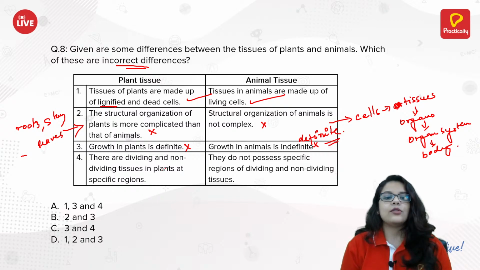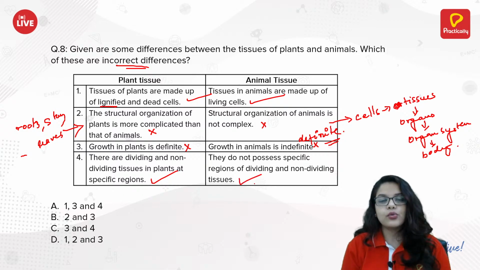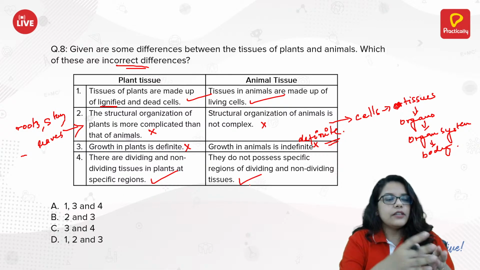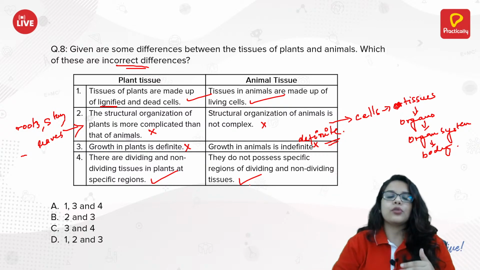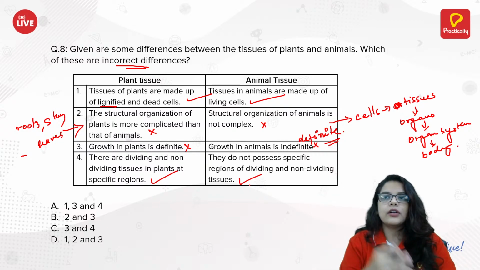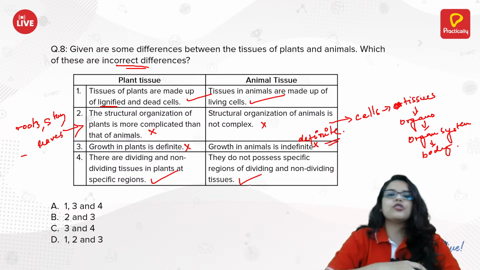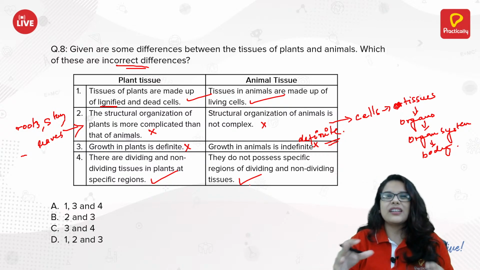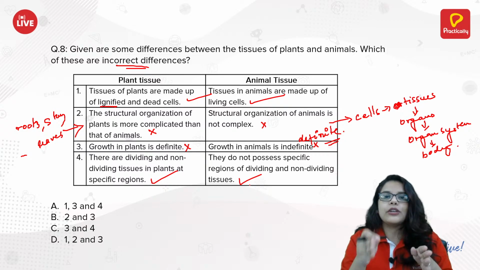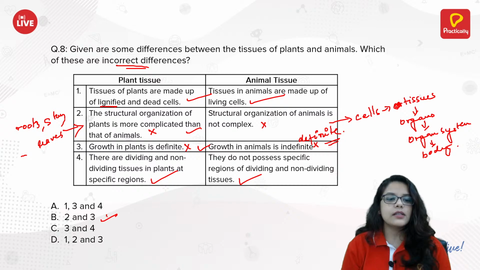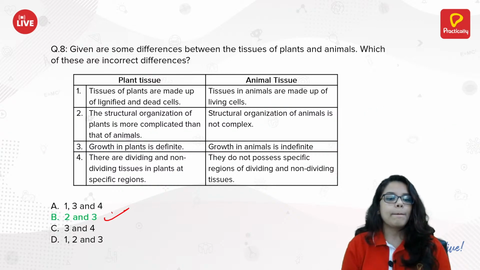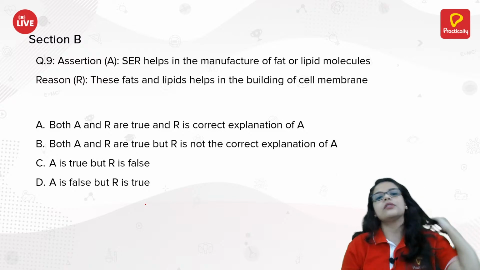There are dividing and non-dividing tissues in plants at specific regions. True. Animals do not possess specific regions of dividing and non-dividing tissue. Exactly true. Plants have a dividing region from where they are growing, and a non-dividing region from where they're not growing. Animals do not have anything like that. They grow, but there's no specific region. So it is true. So the answer is 2 and 3. I hope you understood.